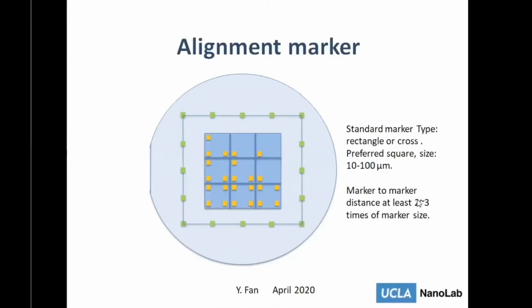So first, the marker type. The marker can be a rectangle or a cross. For example, the simplest one is a square, like a 20 micron square. The size can be 10 to 100. It cannot be too big, so the maximum is 100. And marker to marker distance, that's also kind of an important thing. If you have two markers here, the distance has to be at least 2 to 3 times the marker size.